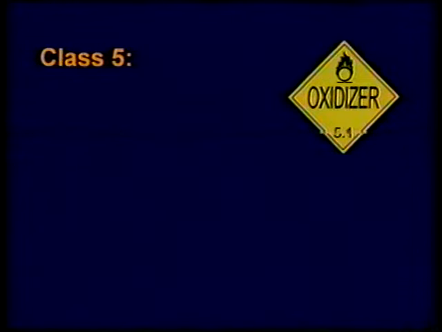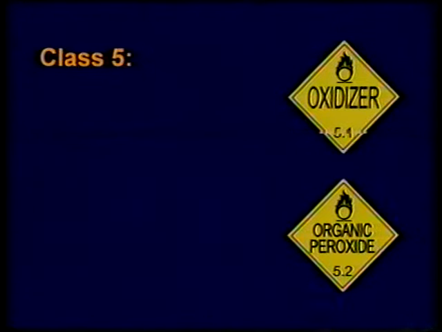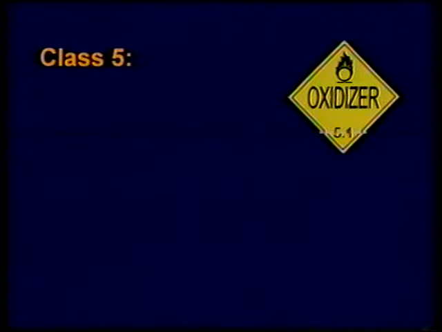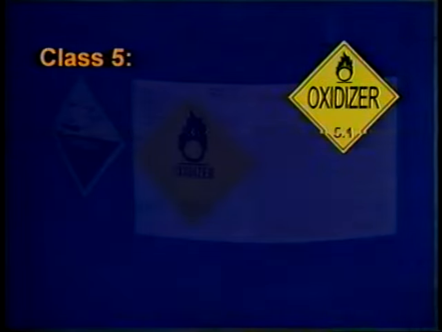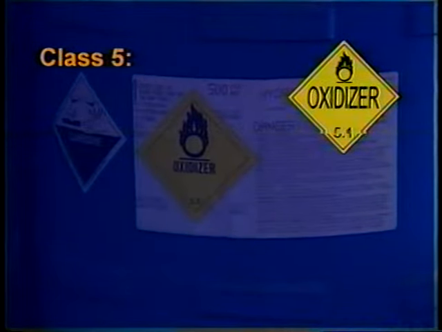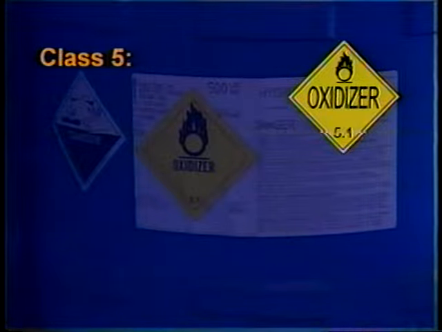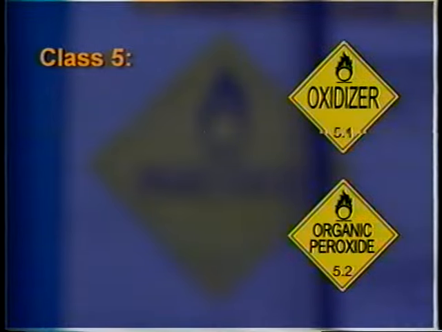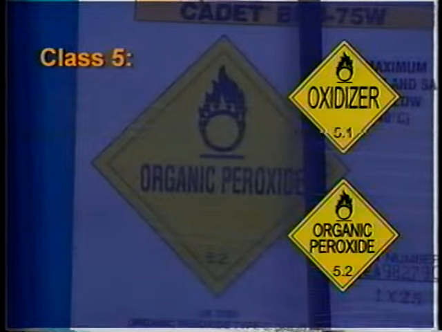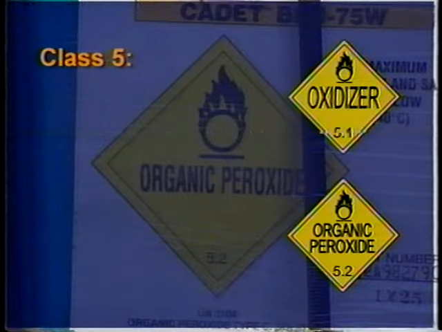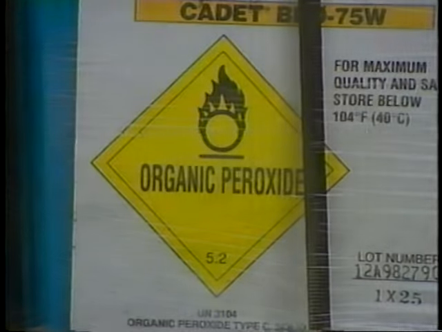Class 5 is divided into Division 5.1 oxidizers and Division 5.2 organic peroxides. Products in Division 5.1 oxidizers, such as hydrogen peroxide, generally yield oxygen readily and cause or contribute to the combustion of other materials. Products in Division 5.2 organic peroxide include materials such as benzoyl peroxide, which may be thermally unstable compounds. Under certain conditions, an organic peroxide can begin to chemically decompose by itself, producing heat or combustion.